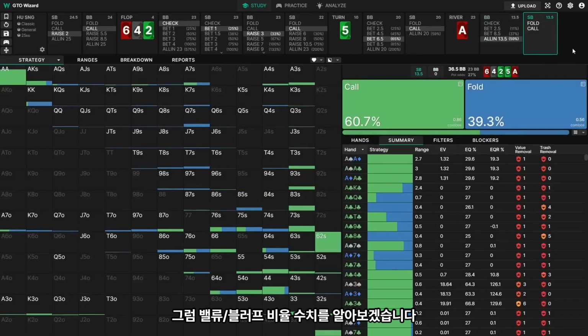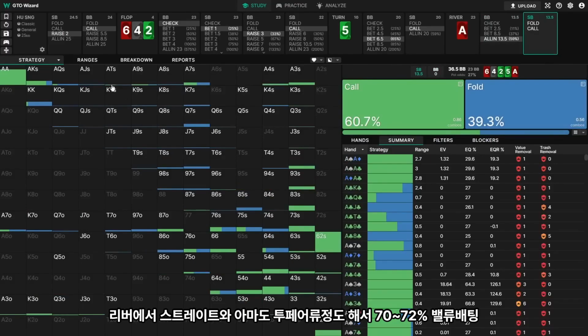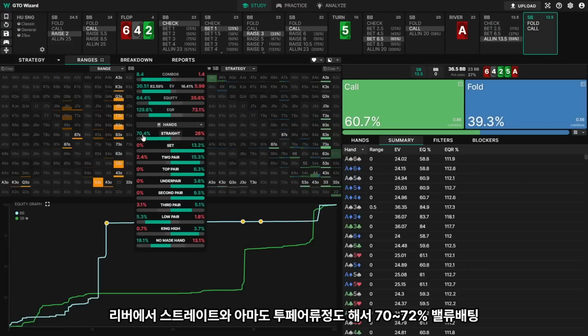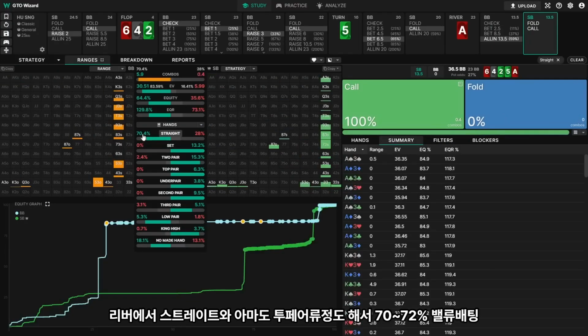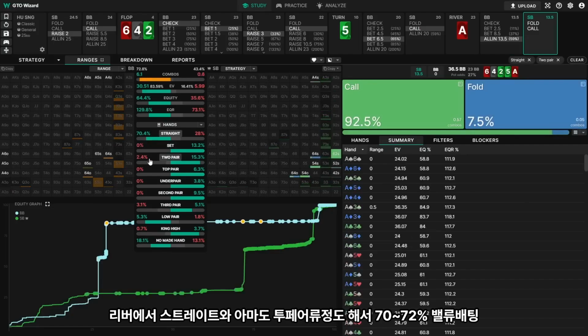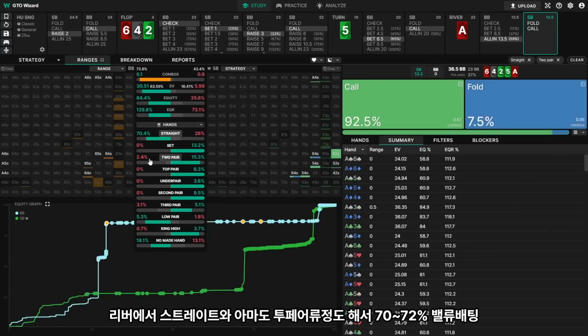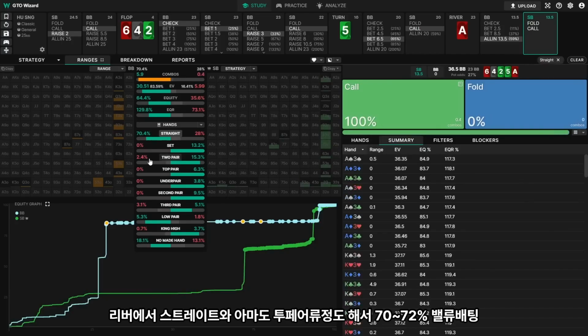Now, let's take a look at the value to bet ratio. So on the river, again, I'm going to use the ranges tab, and let's just say straights and maybe two pairs. Two pair value bet, it's hard to say. About 72% equity. That's approximately how many value bets they should be using on the river.